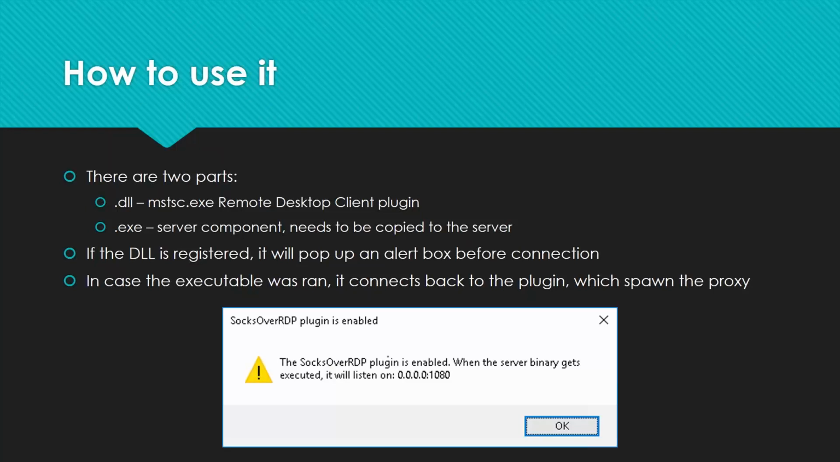So when you execute the exe component on the server, it connects back over the RDP channel, over the RDP protocol, to the DLL, and that's when the DLL starts to run and creates a SOCKS proxy. And this is it. If the DLL is loaded, but you don't use the exe on the server side, it doesn't do anything. So there is no security risk using the DLL by itself.